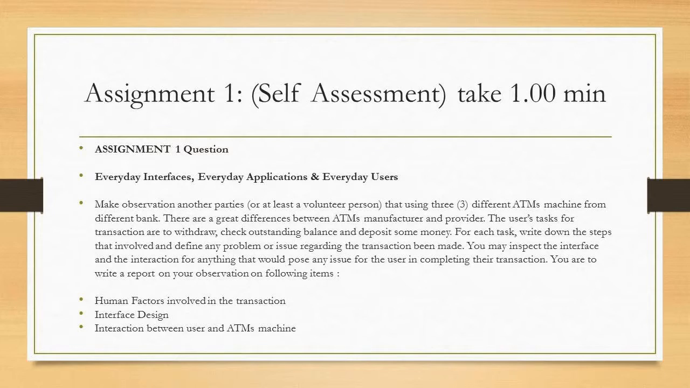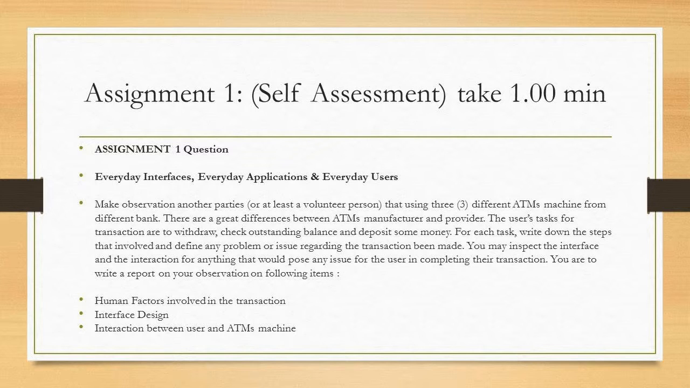Assignment 1. Self-assessment, take 1 minute. Assignment 1 question: everyday interfaces, everyday applications and everyday users. Make observations of another party, or at least a volunteer, using three different ATM machines from different banks. There are great differences between ATM manufacturers and providers. The user's tasks for the transaction are to withdraw, check outstanding balance and deposit some money.